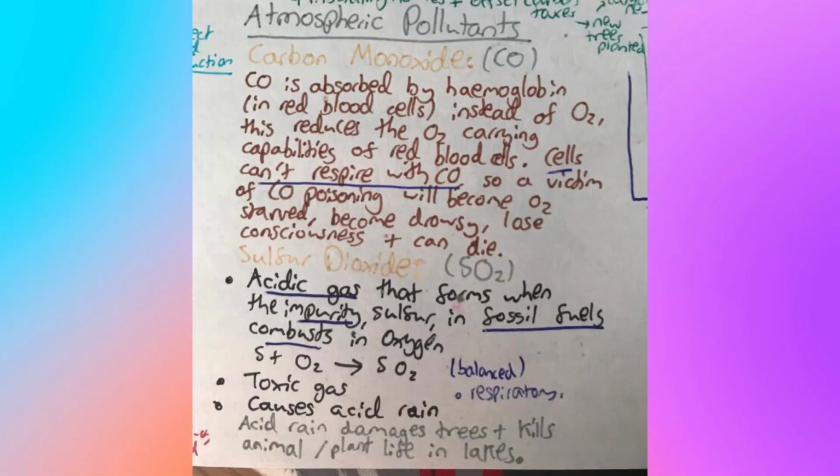The best way to do this, I'd say, is to learn this little paragraph here. Carbon monoxide is absorbed by haemoglobin in your red blood cells instead of oxygen. This reduces the oxygen carrying capabilities of red blood cells. Cells cannot respire with CO, so a victim of carbon monoxide poisoning will become oxygen starved, they may become drowsy, they may lose consciousness, and they might even die.